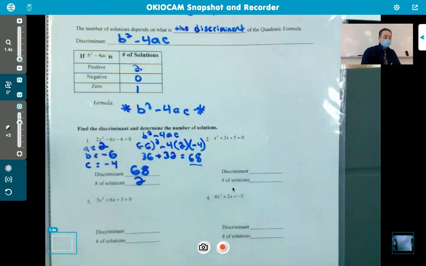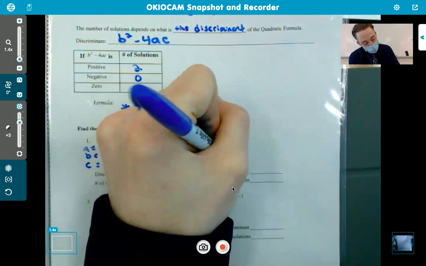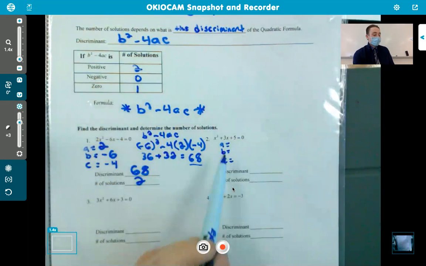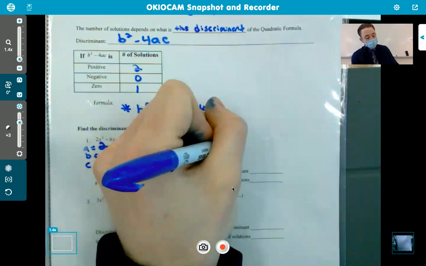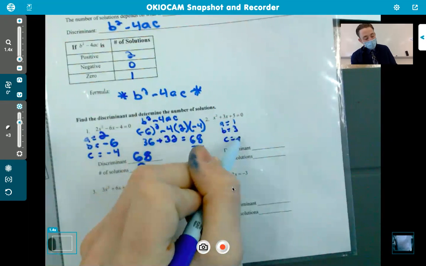Example 2. Again, the first thing I need to make sure I have is the equation set equal to 0. Now I'm going to list my A, B, and C values. Somebody tell me, what's my value for A? 1. What's my value for B? 3, and 5 is C. Good.